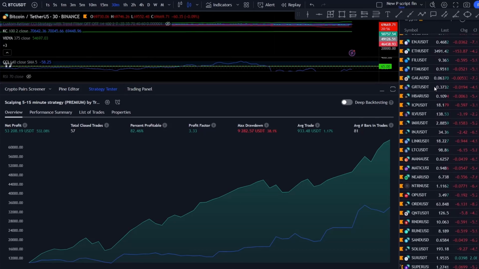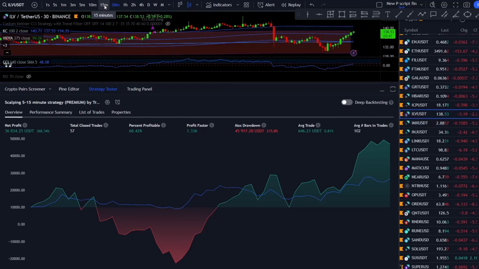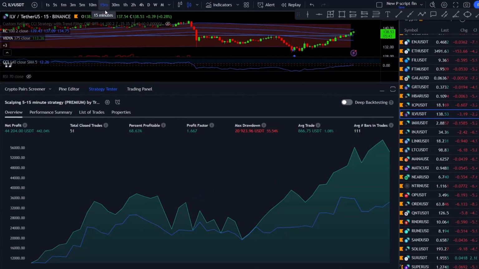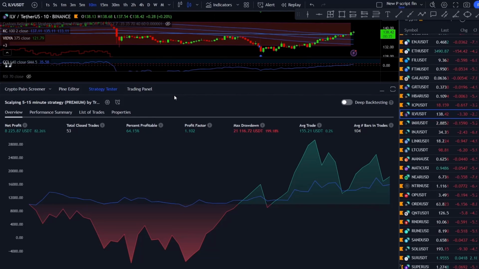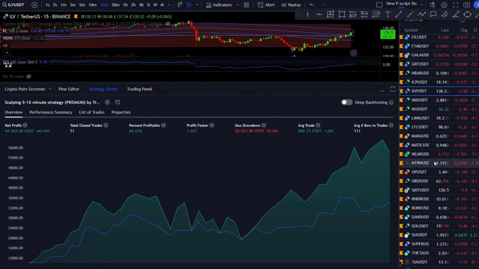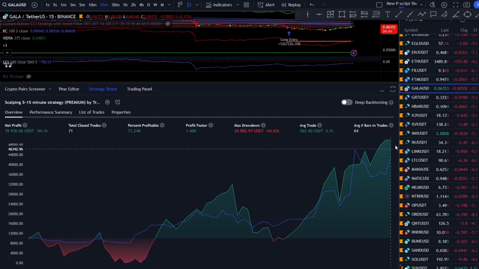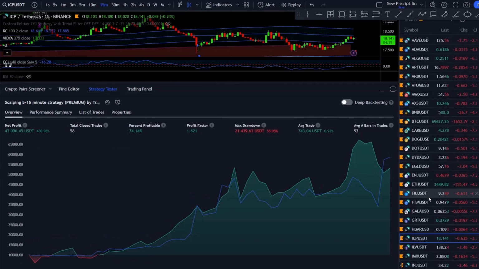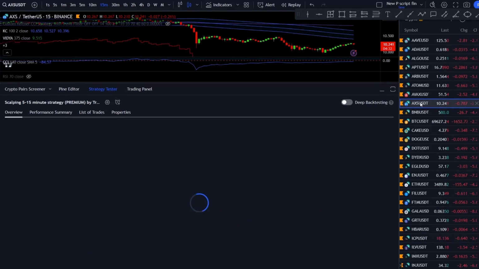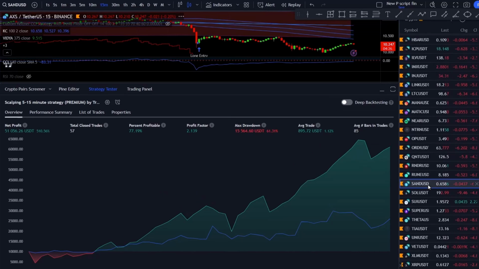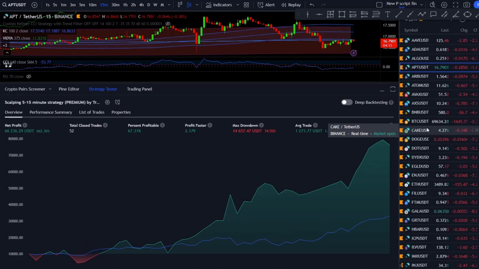So for example, I click randomly on Illuvium. It's profitable on the 30-minute. Let's see the 15-minute. Still profitable. 10-minute. Still profitable, but this one is not so good. But let's take a look at another, for example, Gala. It's profitable. ICP. Ethereum. Axie. Or Sand. So you get it, this strategy is profitable on almost everything.